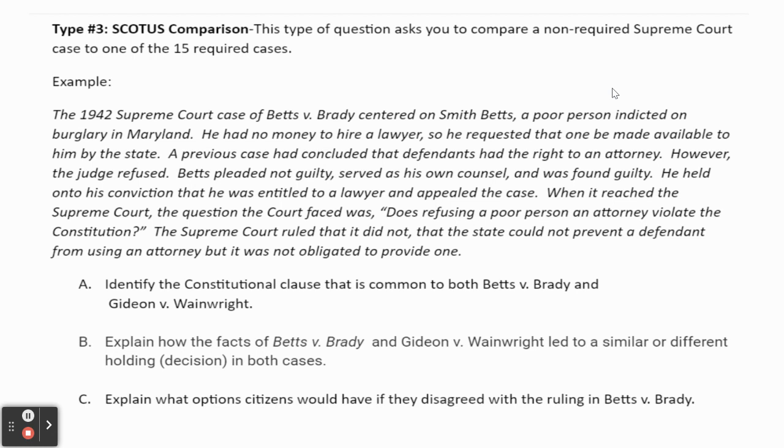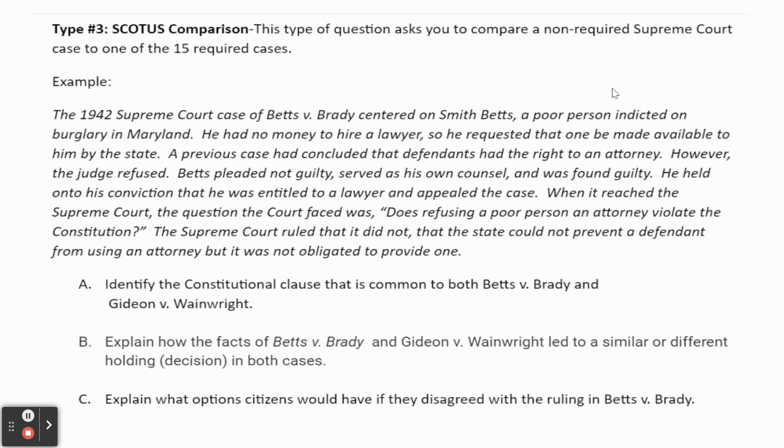So on AP test day, you'd basically be provided with this little blurb, and this involves information in a case called Betts v. Brady, which is not one of the 14. So the 1942 Supreme Court case of Betts v. Brady centered on Smith Betts, a poor person indicted on burglary charges in Maryland. He had no money to hire a lawyer, so he requested that one be made available to him by the state. The previous case had concluded that defendants had the right to an attorney. However, the judge refused in this instance. Betts pleaded not guilty, was forced to serve as his own counsel, and was found guilty. He held on to his conviction that he was entitled to a lawyer and appealed the case.